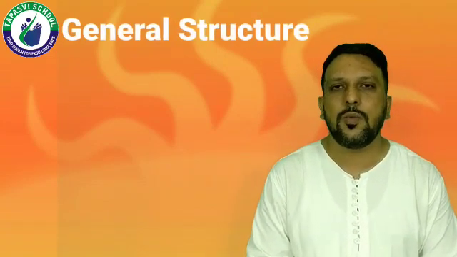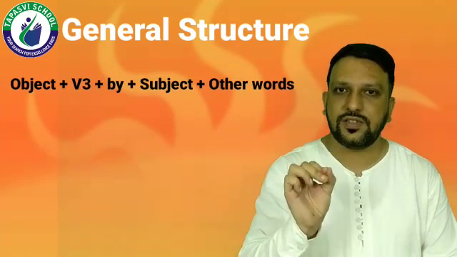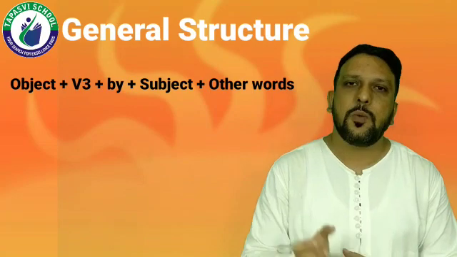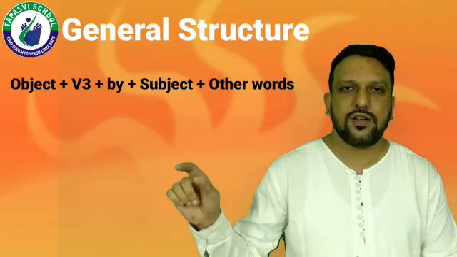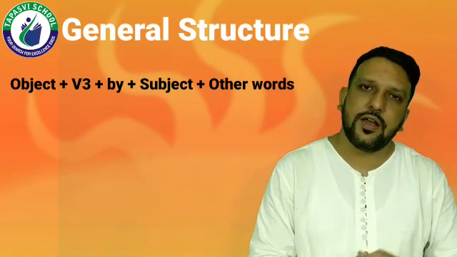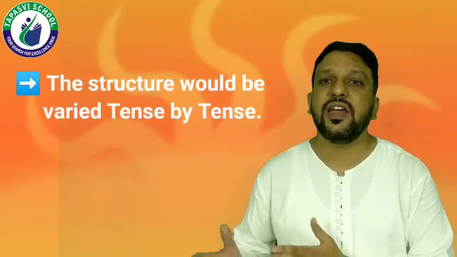Now let me tell you the general structure of the passive voice sentence, the way I told you about the general structure of active voice. The general structure of the passive voice is object plus V3 plus by plus subject plus other words. If you are wondering why only V3, the past participle verb form is permanent in a passive voice sentence. So let me repeat, the general structure of the passive voice sentence is object plus V3 plus by plus subject plus other words. However, again, as I told you for the active voice sentence as well, the passive voice sentence structure varies tense by tense. So we will discuss it when we start with the tenses.